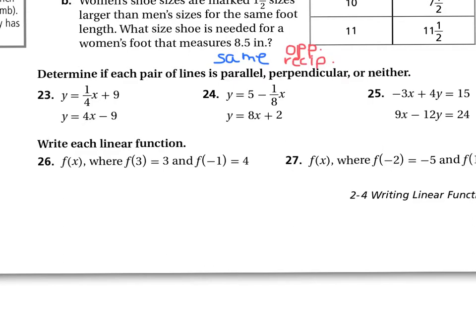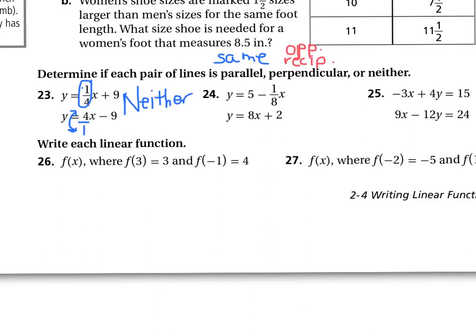So when we look at 23, the slope of this line is 1 over 4. The slope in this line is 4 over 1. They are reciprocals because the second one's flipped over, but this one's positive. This one, the sign was not flipped. So it's close to being perpendicular, but they're not. So it's neither.